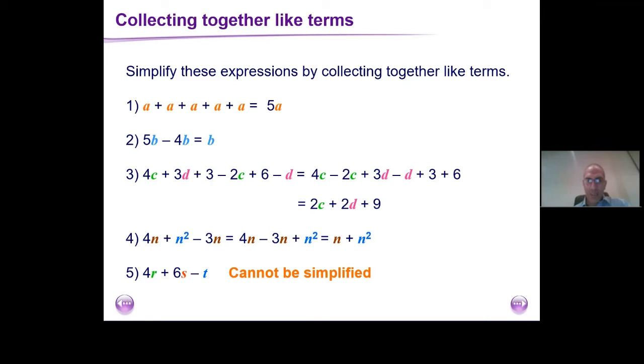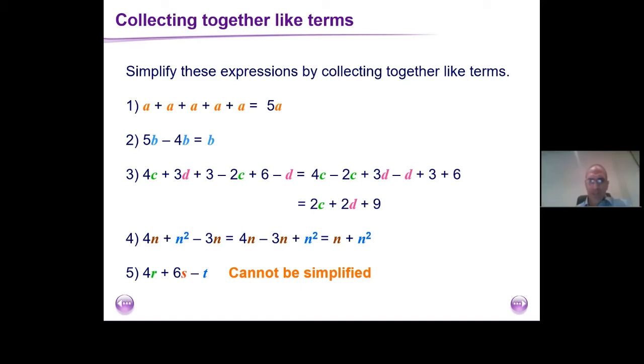So you leave the n squared aside as it's not classed as a like term. If the powers on the letters are not the same, then the numbers are not going to be equivalent. So you simply do 4n minus 3n, and n squared is a different term. So it'll be 4n minus 3n, which is 1n, and n squared.